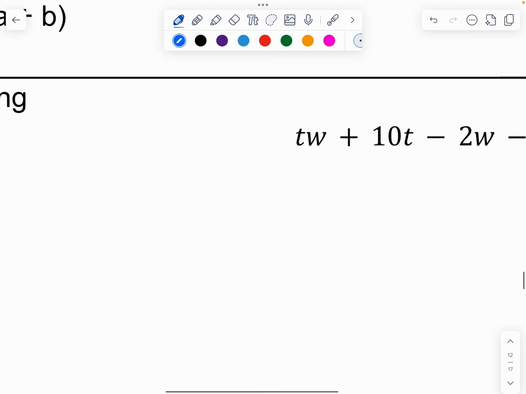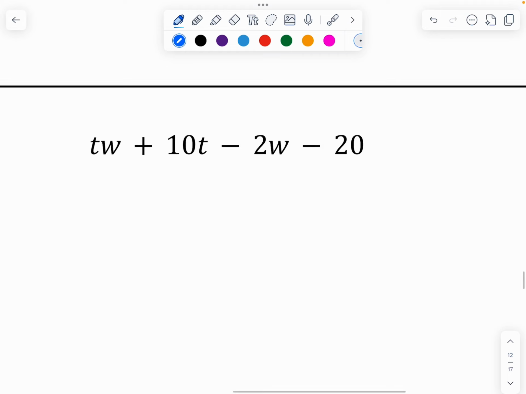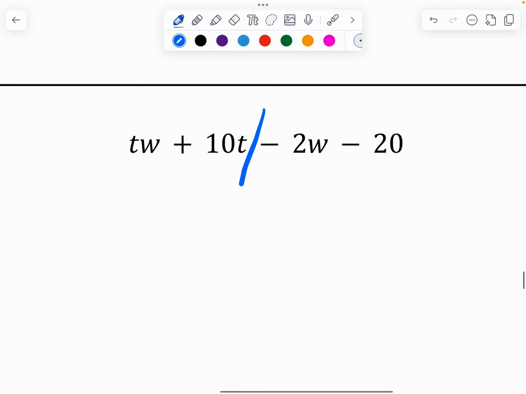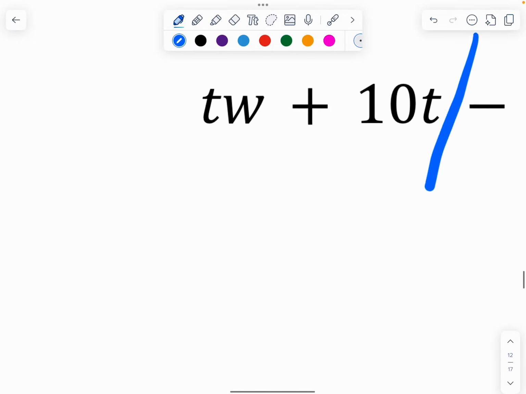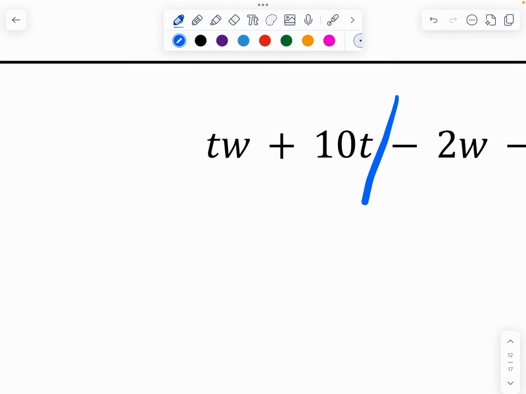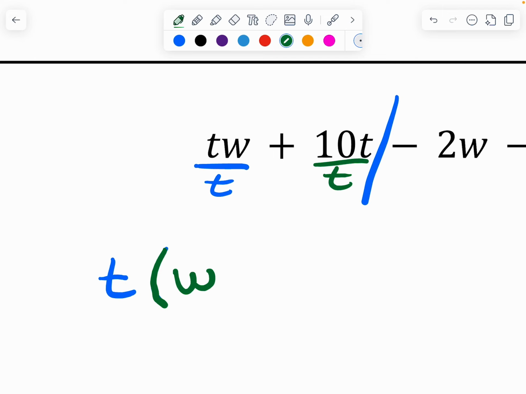Okay, so let's try it again. We're going to come over here. I'm going to put a line right here. I'm going to look at my first 2, not even looking at my second 2. What do they have in common? They both have a t. So if I divide this by t, I'm going to get w. If I divide this by t, I'm going to get 10.